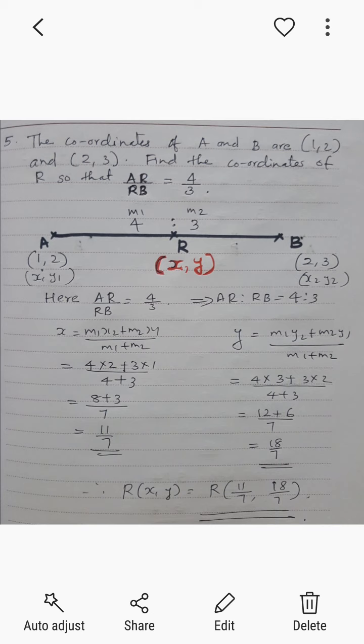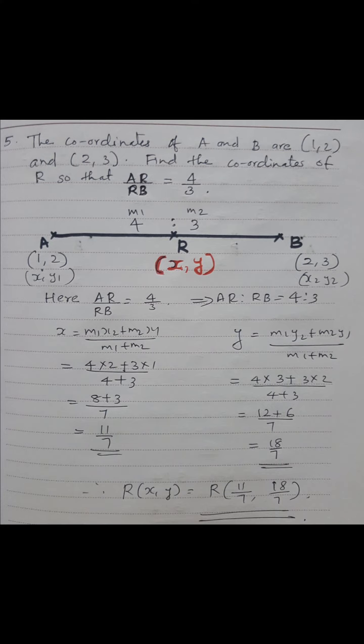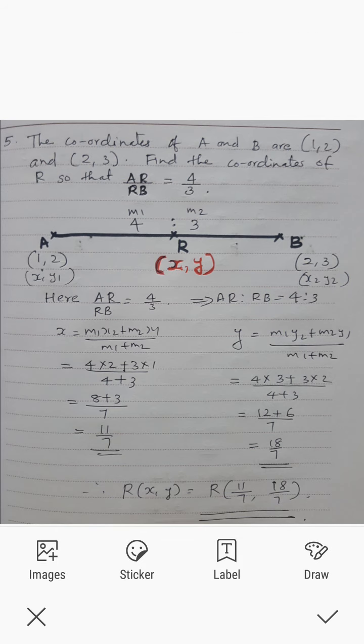Next problem. The coordinates of A and B are (1, 2) and (2, 3). Find the coordinates of R so that AR by RB equal to 4 divided by 3. See what you are asked to find here. Find the coordinates of R. R means the point of division.